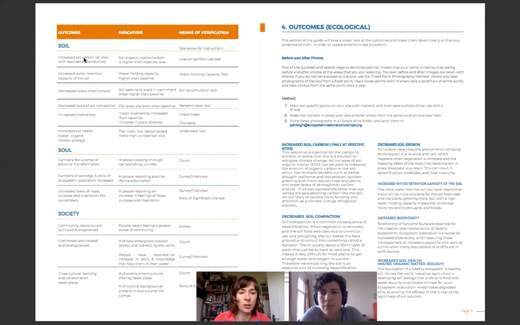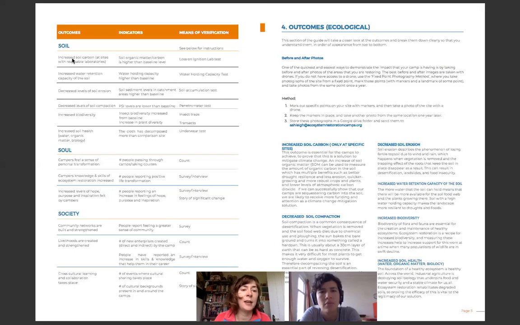We can see that there are 3 sections and 3 columns across the top. So the outcomes refer to what we want to see happen at the camps. For instance, the first outcome for the soil section, soil referring to all of the ecological changes we want to see, is increased soil carbon. Obviously, it's important for us to know how the soil carbon is increasing, because there's so much potential to sequester carbon into soils to mitigate climate change. And a lot of people are putting a lot of emphasis on this as a natural climate solution. So we want to show that our camps are working towards that.